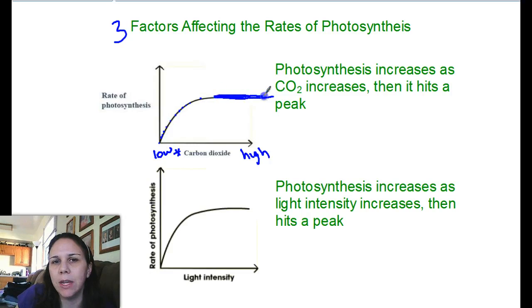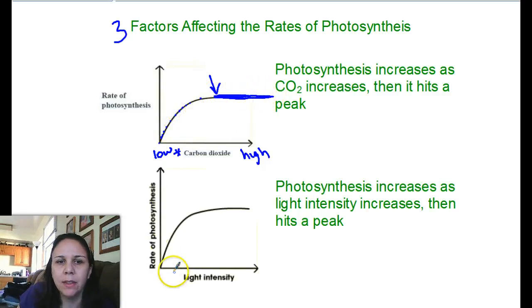Why does it hit a peak and flatten out? Well, it's because the dark reaction can only go so fast. So I can inundate you with a plethora of carbon dioxide, but it doesn't matter. I could have all the carbon dioxide in the world, but if I can't go any faster, my rate flattens out. So photosynthesis will increase as CO2 increases, then it hits a peak, and then it's done.